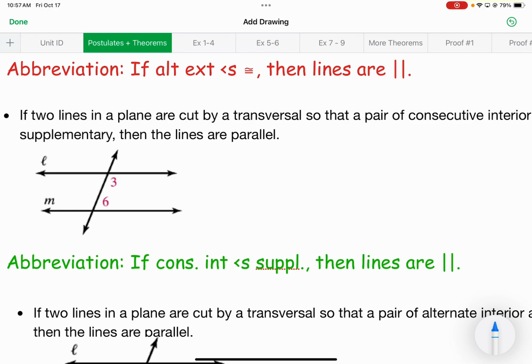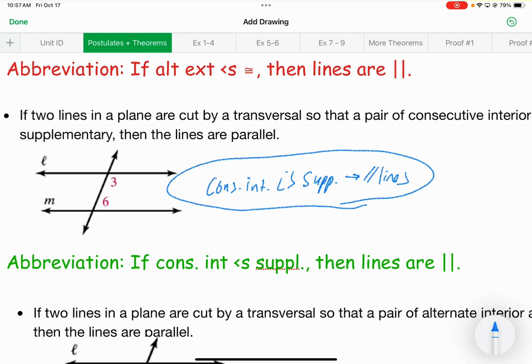That's what you use to add angles together and set it equal to 180, okay? So we could say consecutive, not much shorter, but consecutive interior angles supplementary implies parallel lines. That's how I will write it, okay? So if we see that consecutive interior angles add up to 180, then I can say that those lines are parallel to each other. Again, that's going to be our goal, is to show that lines are parallel.